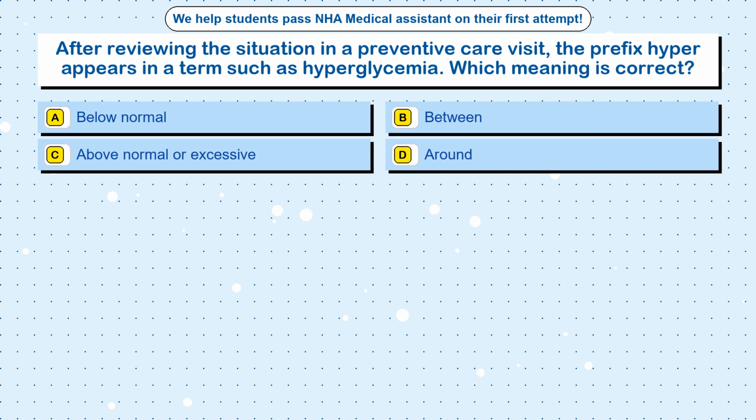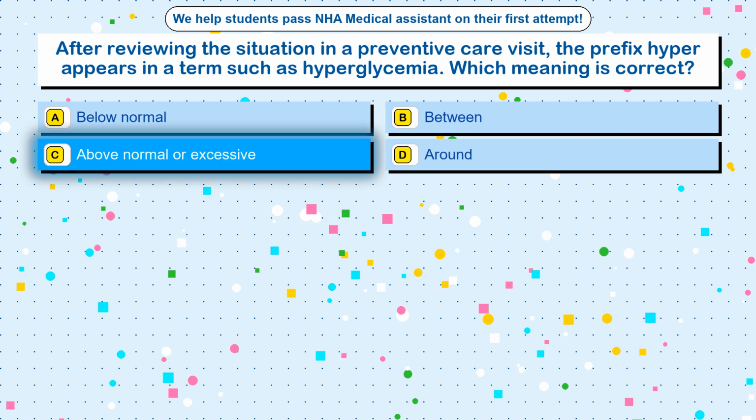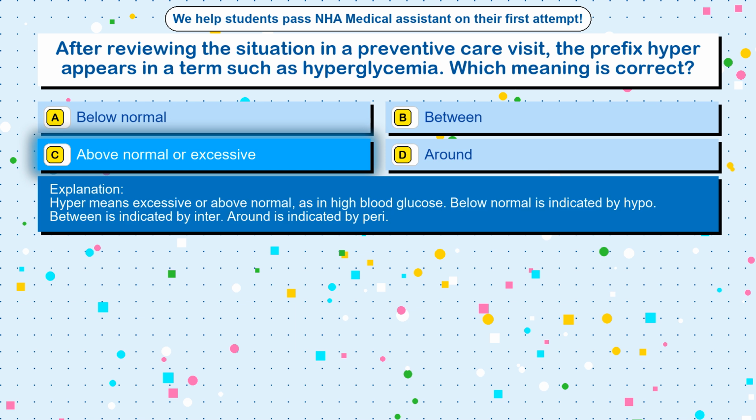Question 13. After reviewing the situation in a preventive care visit, the prefix hyper appears in a term such as hyperglycemia. Which meaning is correct? Option A. Below normal. Option B. Between. Option C. Above normal or excessive. Option D. Around. The correct answer is option C. Above normal or excessive. Hyper means excessive or above normal, as in high blood glucose. Below normal is indicated by hypo. Between is indicated by inter. Around is indicated by peri.